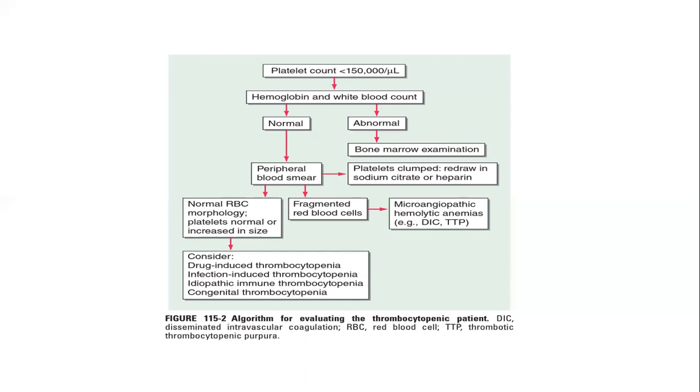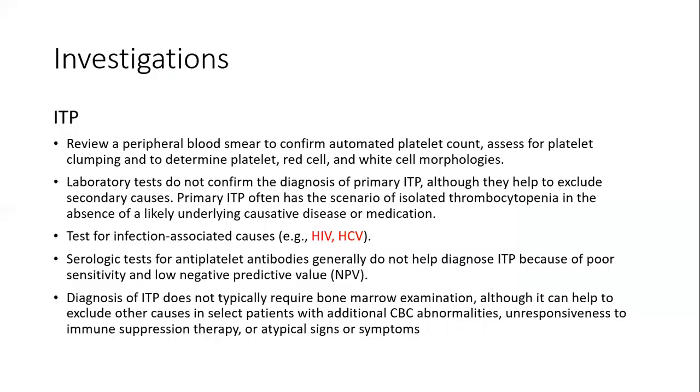If in peripheral blood smear we get fragmented RBCs, then we can consider microangiopathic hemolytic anemias like DIC, TTP, and all. And if the platelets are clumped in peripheral blood smear, we have to get another sample in sodium citrate or heparin, as we said earlier. So this is the algorithm for evaluating thrombocytopenia.